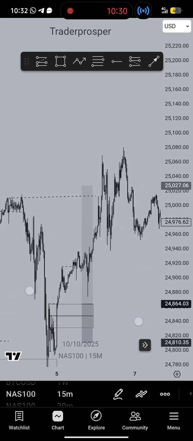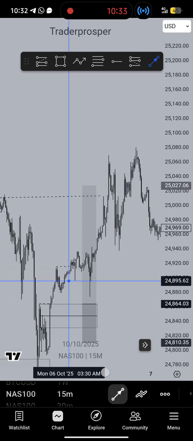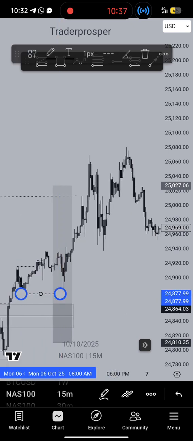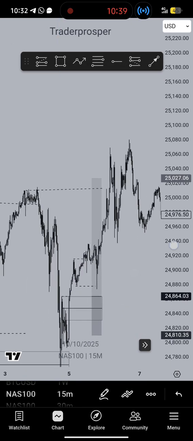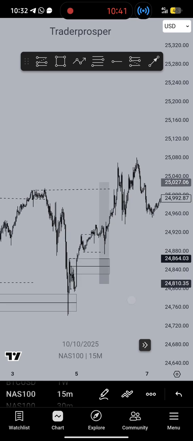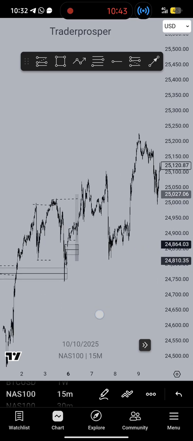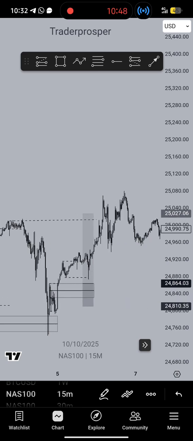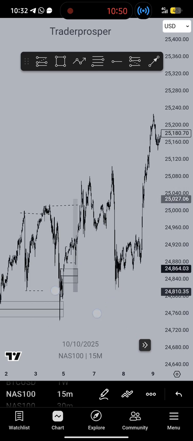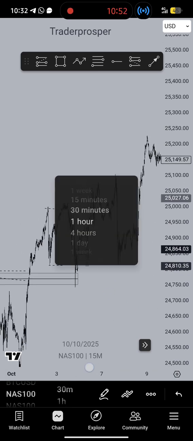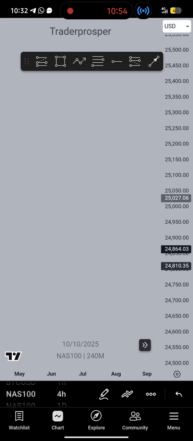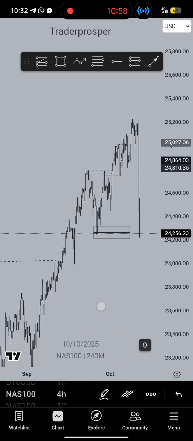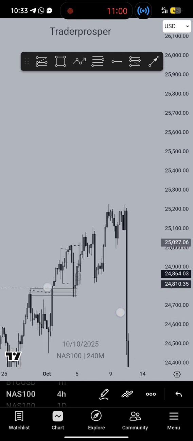So market just came, swept the liquidity, and moved on. So this was my first trade on Nas100. Now that day went by and market didn't tap me in. So what I did was I still went back to my 4 hour time frame on Wednesday. I waited for my setup. There was nothing valid around all these places.